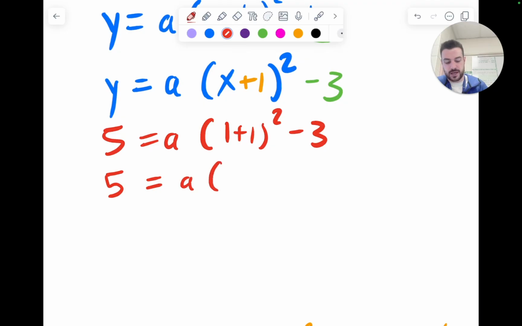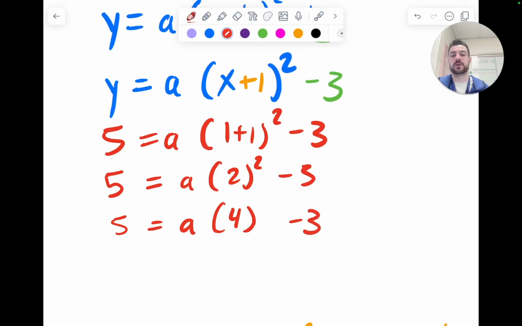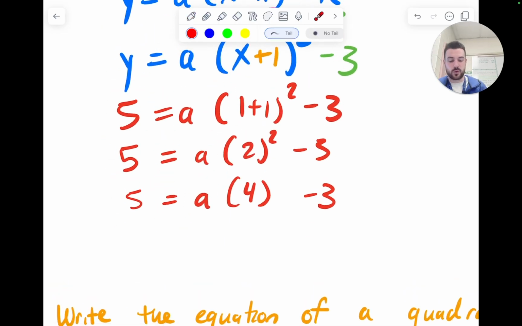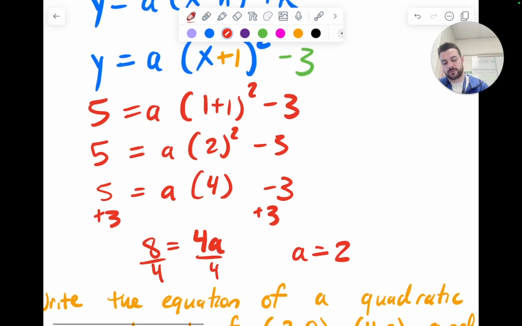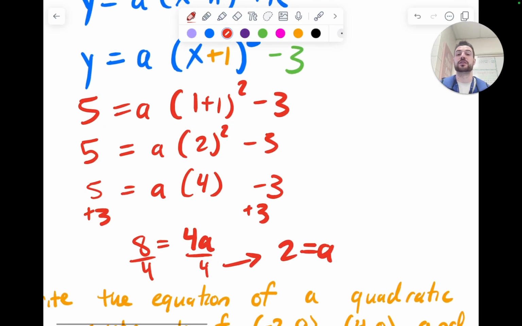5 equals a times 2 squared minus 3. 5 equals a times 4 minus 3. Now, I've seen this a couple times, and we cannot combine these two values. The a and the 4 are being multiplied, so that means that has to happen first. So I'm going to add my 3 over. We get 8 equals, technically this is 4a. If I just divide by 4, I get a equals 2. Technically, we had 2 equals a, if that makes a difference for anybody.